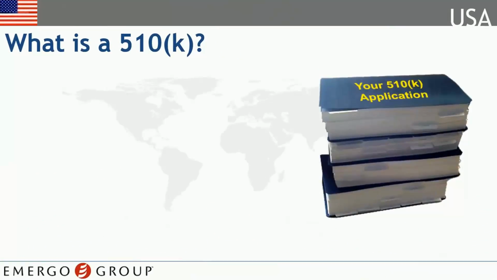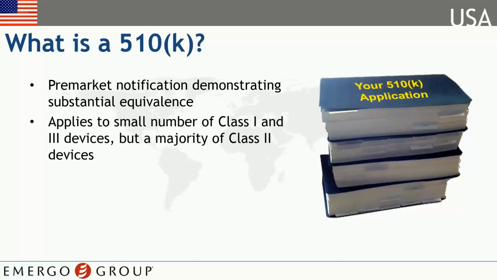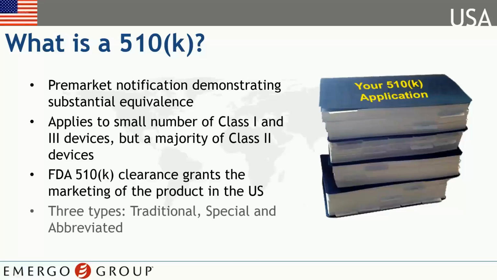The 510K is a pre-market notification submitted to the FDA demonstrating that the device is at least as safe and effective, substantially equivalent, as a legally marketed device, predicate device. This is a requirement primarily for Class II devices. Manufacturers of all medical devices intended for human use that do not require a PMA must submit a 510K application to the FDA unless the device in question is exempt from the Federal Food, Drug, and Cosmetics Act. If the FDA finds the device substantially equivalent to a predicate device, clearance will be granted and the marketing of the product may be initiated in the US. There are three types of 510K applications: traditional, special, and abbreviated.